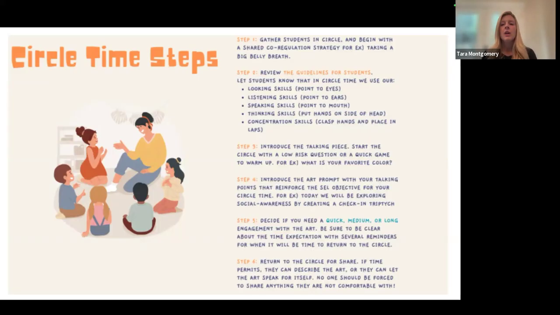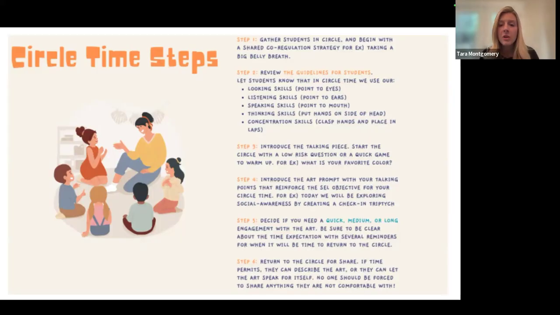Start with a low risk question. So something easy that's not hard to share, not hard to talk about. Again, just to get everyone comfortable with sharing. And then you're going to introduce the art prompt. So whatever activity you want your students to go back to their seats to complete, you're going to talk about the social emotional learning objectives.